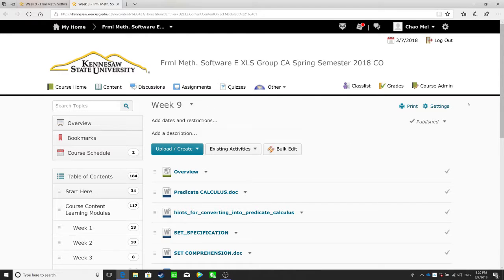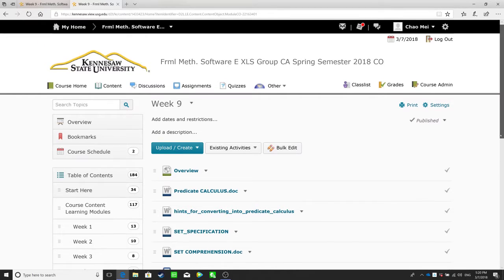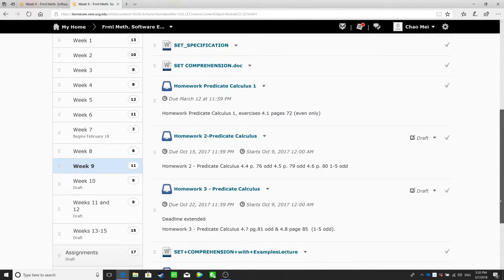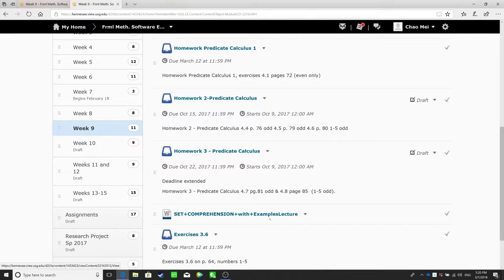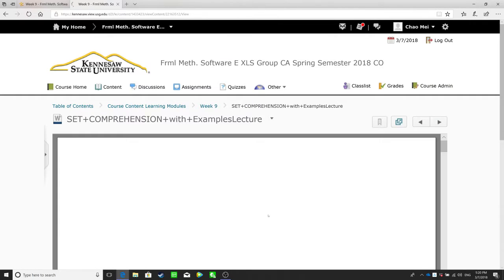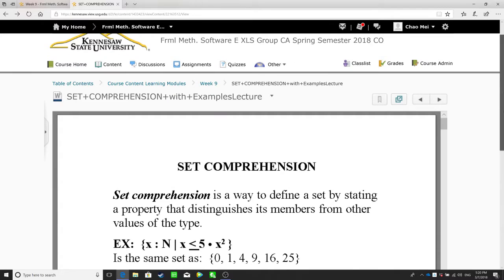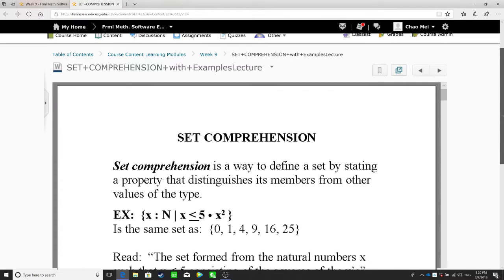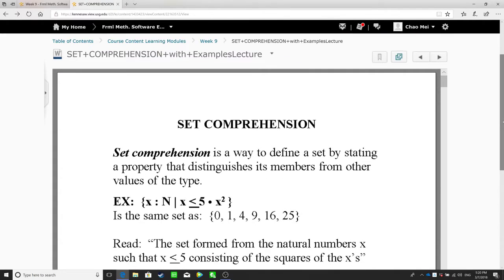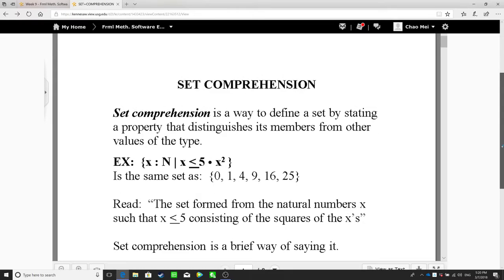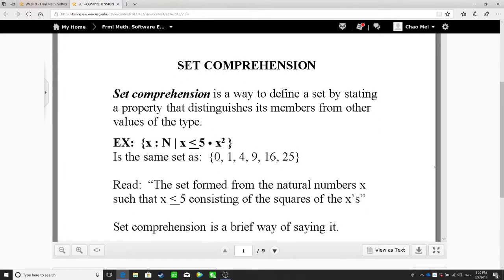Then let's do something with set comprehension. Let's have some fun with this part. Set comprehension is a way to define a set. This is an example. We saw that already.